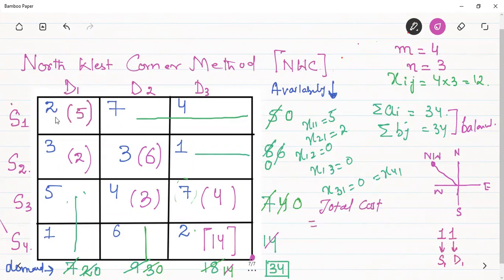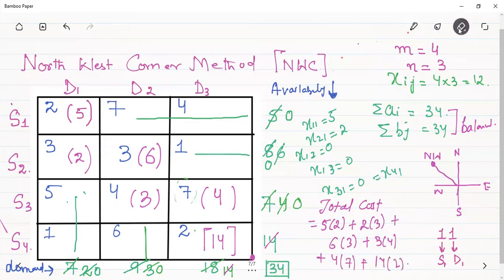5 into 2. What is the per unit cost? 2. How many units are we giving? We are giving 5 units, therefore the total cost will be 5 into 2 plus, which cell got allocated? This cell, 2 into 3, plus 6 into 3, plus 3 into 4, plus 4 into 7, plus 14 into 2. Add these, how much does it come to? What is the total transportation cost? 102. 102 rupees is the total transportation cost.